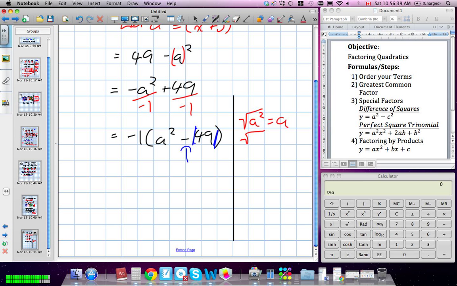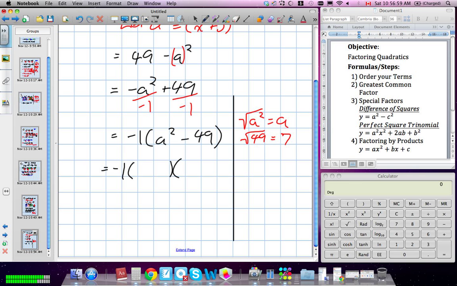So now what happens when we go to put it into a factor form? Always bring down the common factor first. Don't forget the negative 1. So negative 1 times a minus 7. A minus 7. No, plus 7. Yeah.